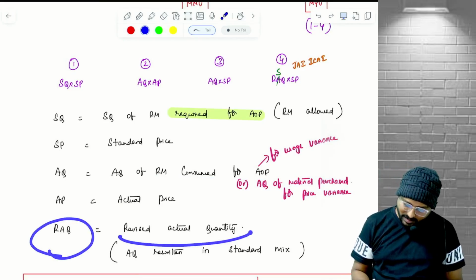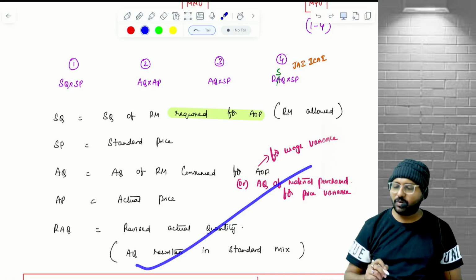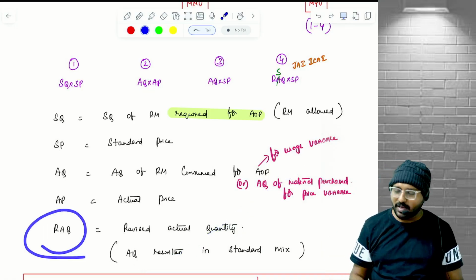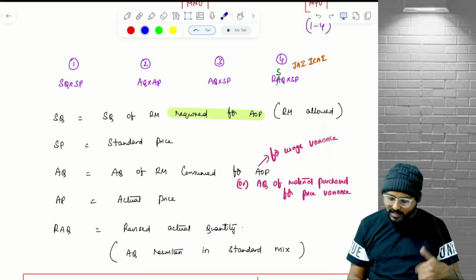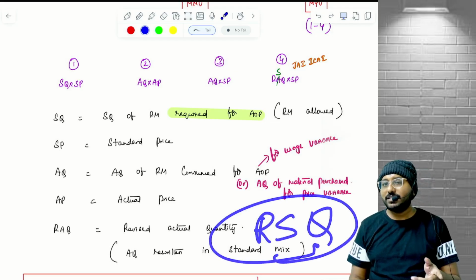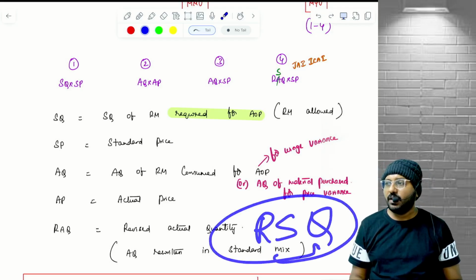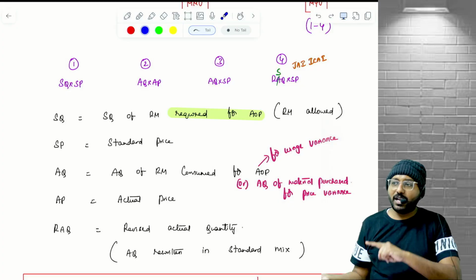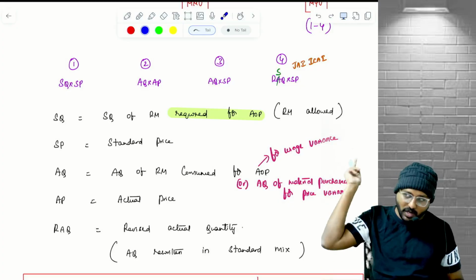RAQ means revised actual quantity. This is the actual one. Once I explain the meaning, you will understand. Right now, just remember. RAQ means revised actual quantity. But the naming in your study material is RSQ, which means revised standard quantity. The problem here is we are not revising standard quantity. We are actually revising actual quantity. Therefore, it should be called RAQ.